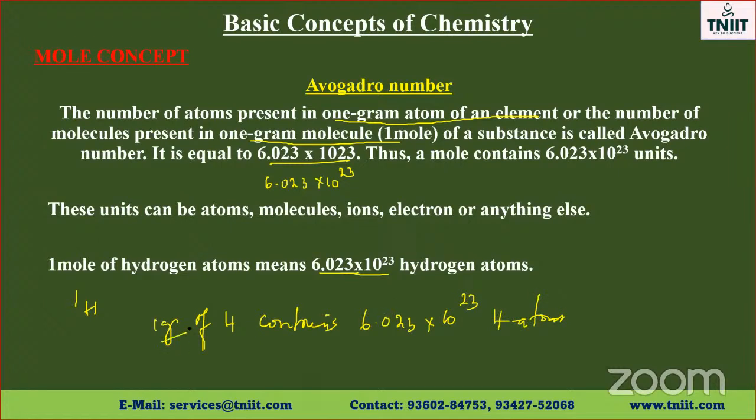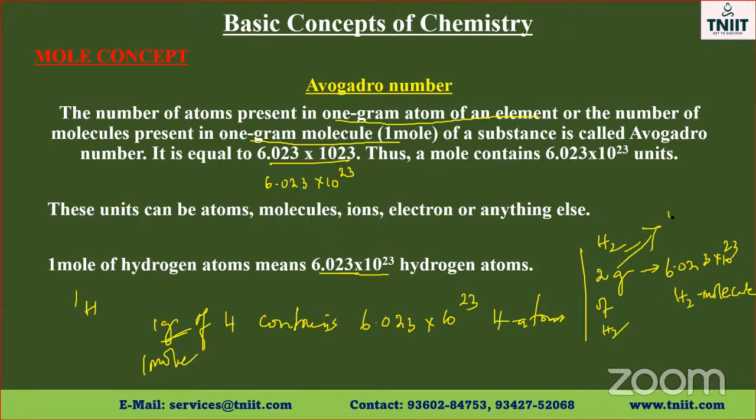Therefore, 1 gram of hydrogen will also be called 1 mole. But we should know that hydrogen does not exist as atoms. It exists as a molecule. So when it exists as a molecule, the molecular mass of hydrogen will be 2 grams. 2 grams of hydrogen contains 6.023 × 10^23 hydrogen molecules. Therefore, 2 grams of hydrogen will also be called 1 mole.